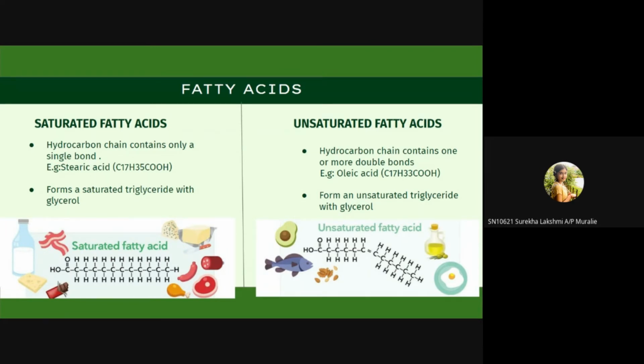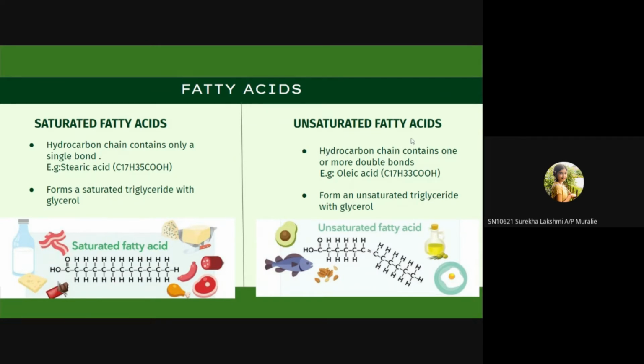Saturated fatty acids have a hydrocarbon chain that contains only single bonds. We can observe the diagram over here. We can see that the hydrocarbon chain contains only single bonds. Examples of saturated fatty acids are stearic acid. Saturated fatty acids have single bonds because all the carbon atoms already have the maximum number of hydrogen atoms.